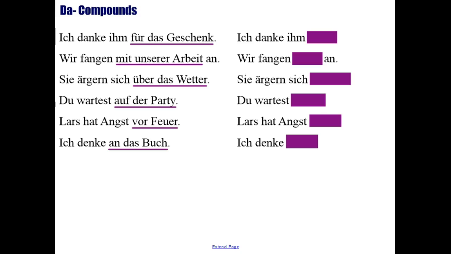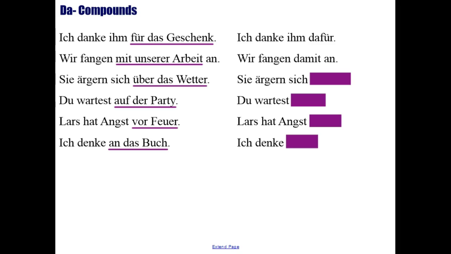Here are a few more examples for you. Pause the video and see if you can figure out what the da compound would look like in the second sentence if we replace the prepositional phrase. So, ich danke ihm für das Geschenk. I thank him for the present. Ich danke ihm dafür. I thank him for it. Wir fangen mit unserer Arbeit an. We begin with our work. Wir fangen damit an. We begin it, or we begin with it.